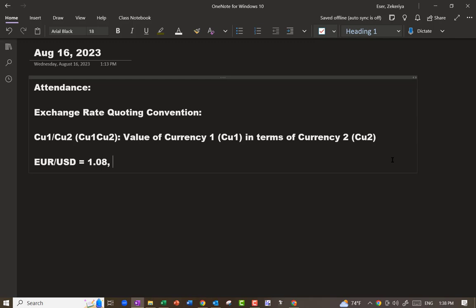currency 2 slash currency 1 is always equal to 1 over currency 1, currency 2. Right? So if I tell you what the euro dollar rate is, but I ask how many euros I can get for 100 bucks, you're just going to do 100 over 108. That's it.